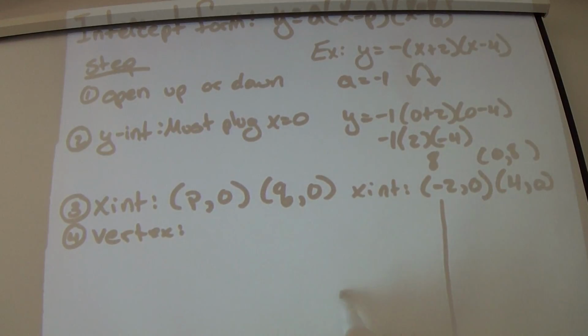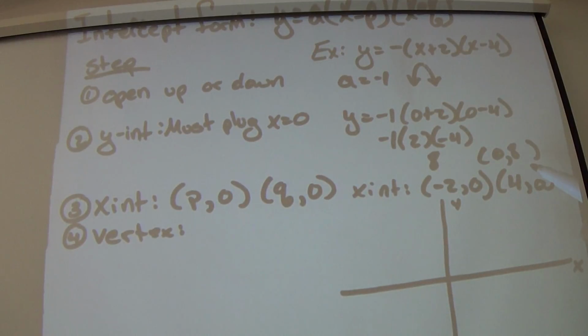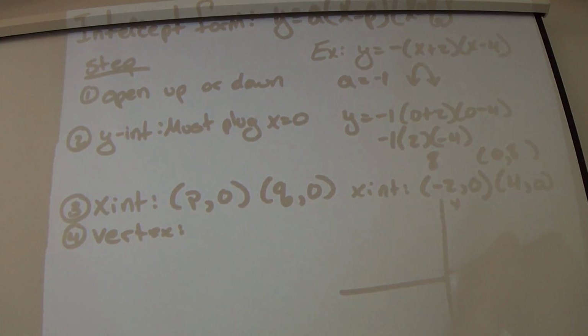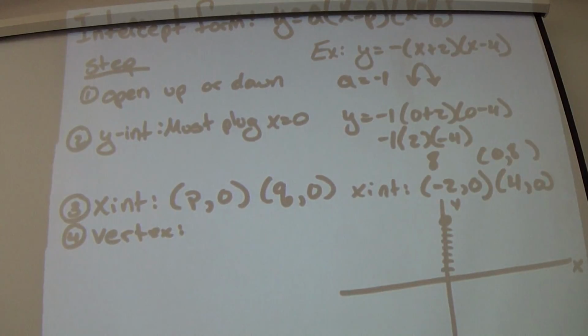So let's go ahead and sort of write out our graph. I have a y-intercept at 0, 8. That y-intercept is not your vertex. You cannot have that being your vertex. So I'm going to go up to 8 and put a dot. Then I have an x-intercept at -2, so I'm going to put a dot there. And I have an intercept at 4, so I'm going to do a dot there.